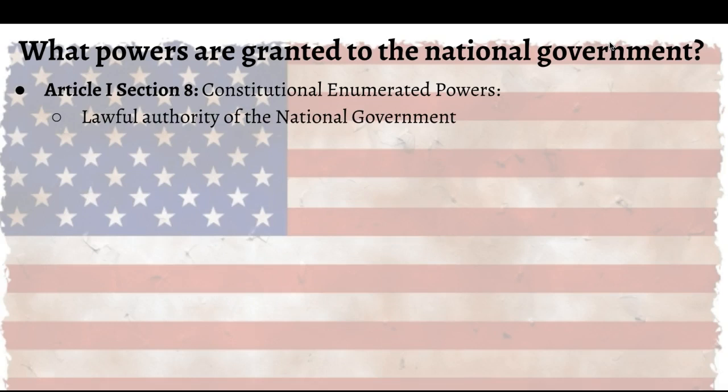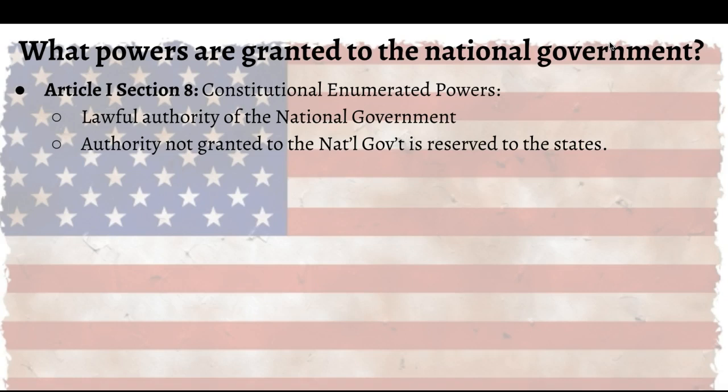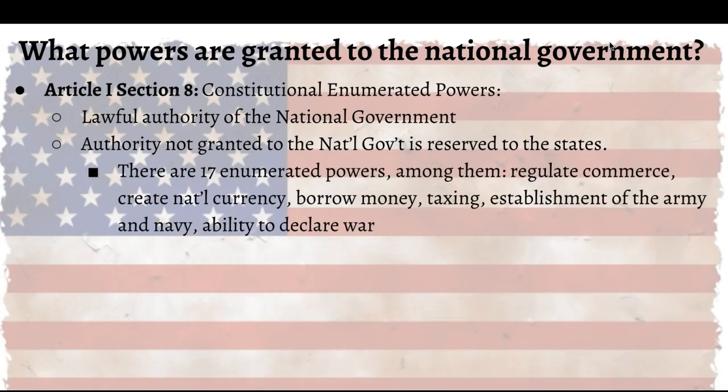And so this is where the national government gets its authority from this Constitution in Article 1, Section 8. And the authority not granted to the national government is reserved to the states. Now, there are 17 enumerated powers. Among them, obviously, things we've talked about: regulate commerce, create that national currency, borrow money, taxing, which they couldn't do before, establishment of the Army and the Navy, and the ability to declare war.